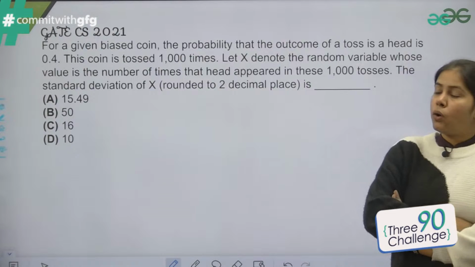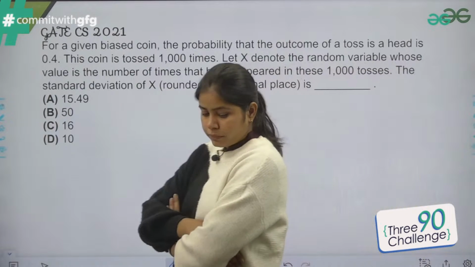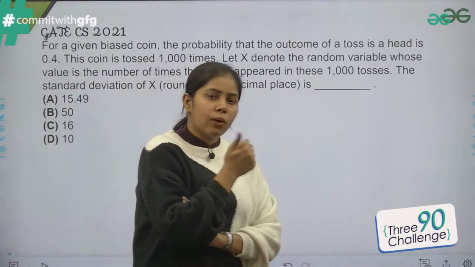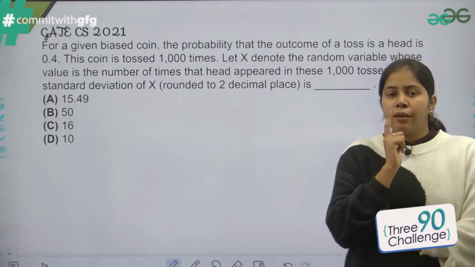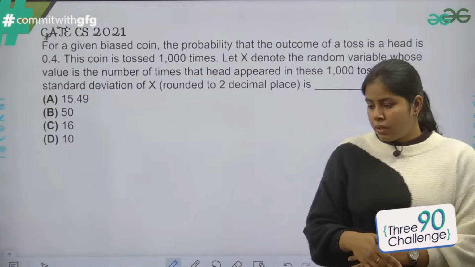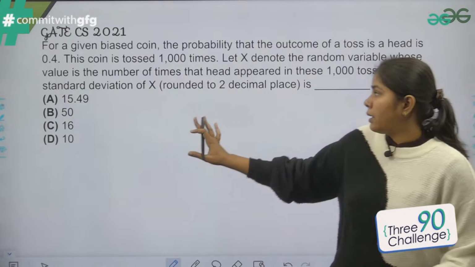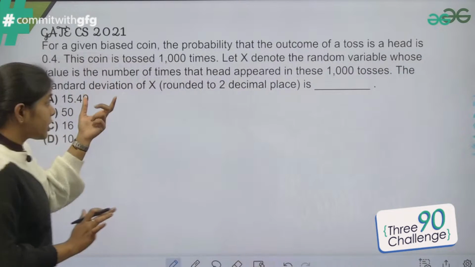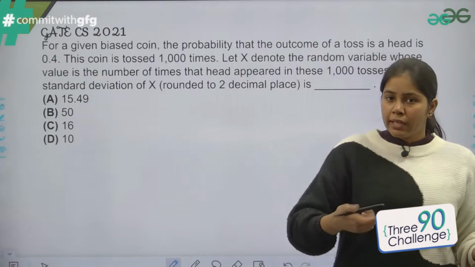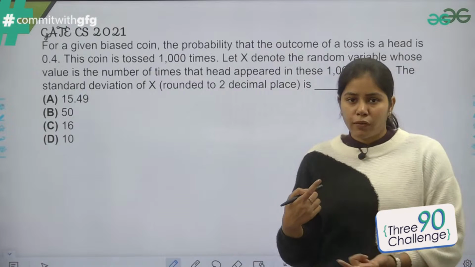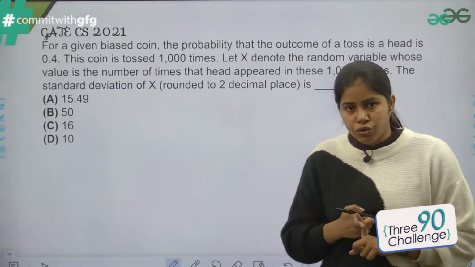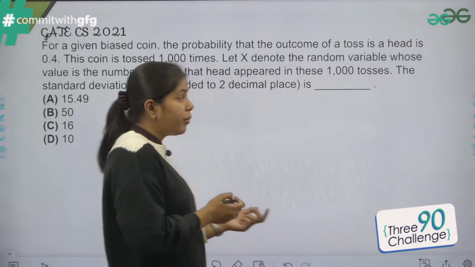Tell me guys, how would we solve this? Before starting the session, I told you that you just have to remember all the probability distributions and their variance, standard deviation and expectation, right? That would help you to solve these questions. In this question, they're tossing a coin 1000 times. If we are performing any experiment n number of times, n independent trials, then we call this a binomial distribution, right? So this is my binomial distribution.